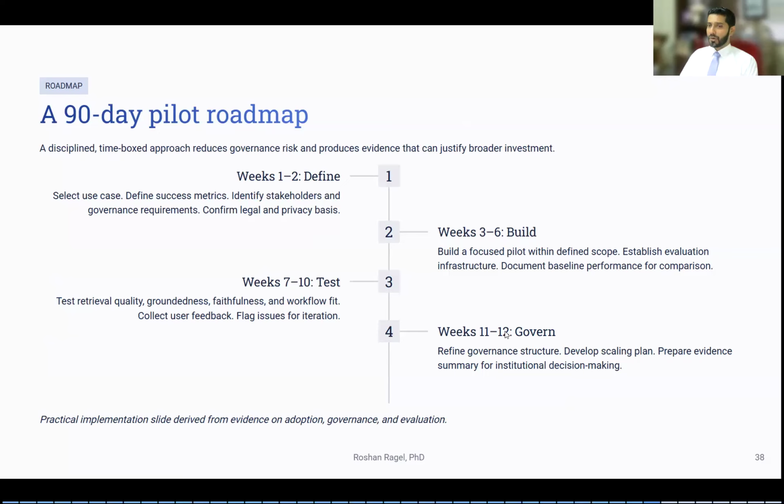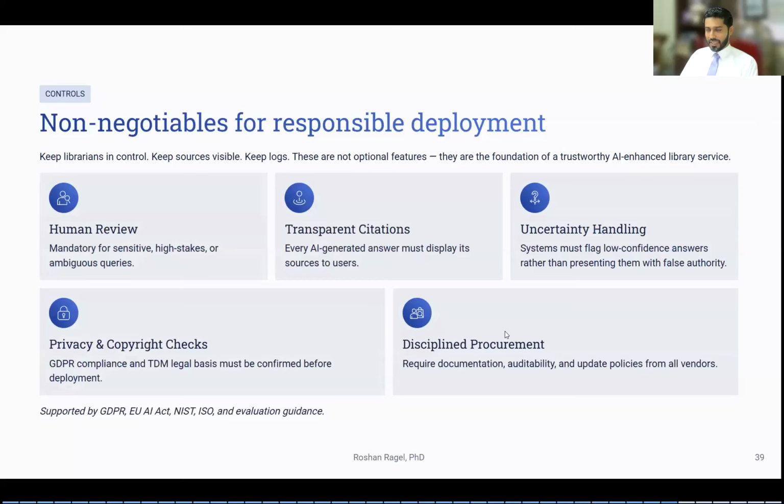In the interest of time, I'll not go into all the detail, but like someone was asking, I'll share the link of the slides so that you can refer to them in more detail when you find time.